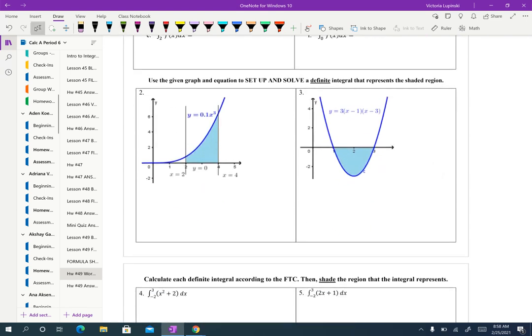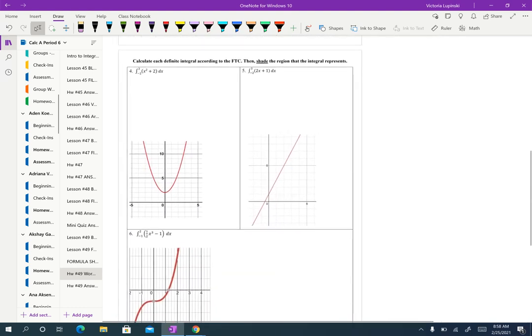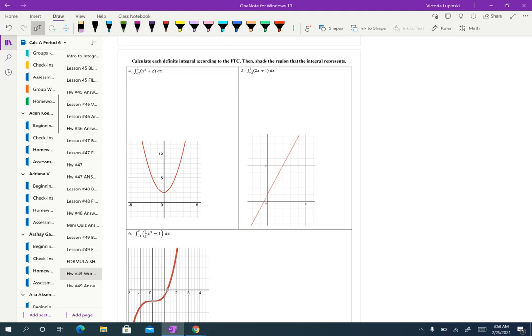Here for number 2 and 3, we have the picture for you. It shows the shaded region and it shows the equation. You're going to set up and solve the definite integral. Then for the final 3, again, we have the graph for you and we have the integration. You're going to not only find the definite integral, but then you're also going to shade the corresponding region.